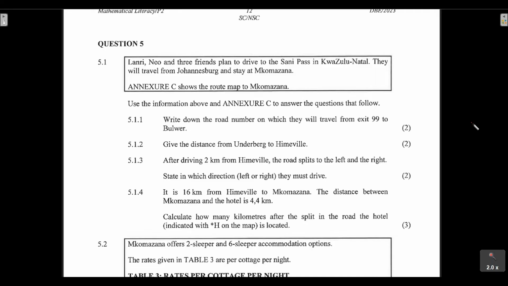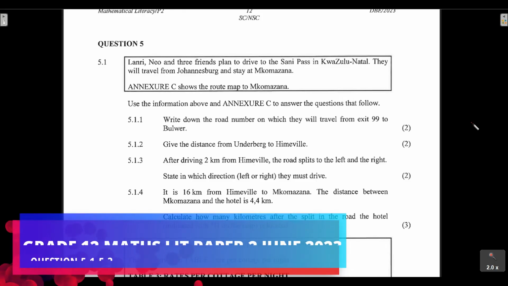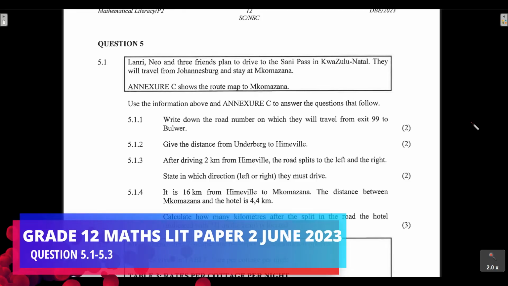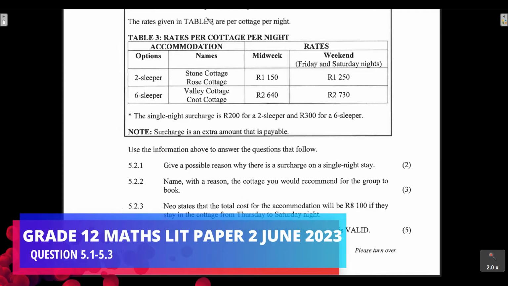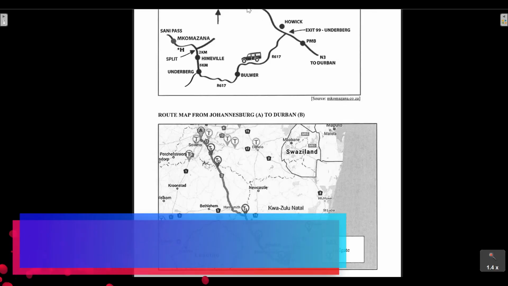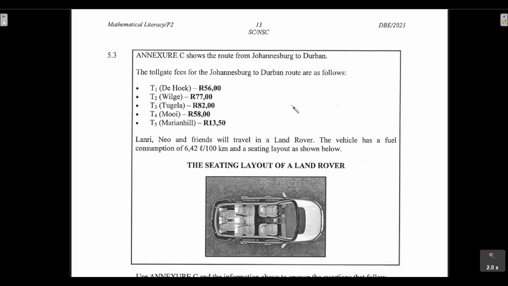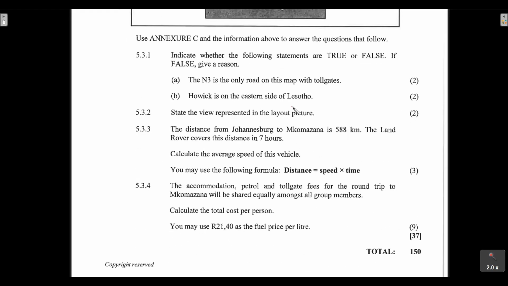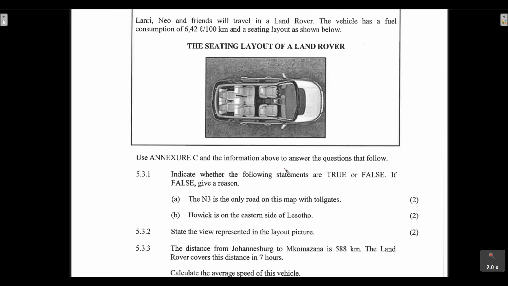So on today's video tutorial, guys, we are going to be having a look at the last question from the grade 12 Mathematical Literacy Paper 2 that was written in June 2023. In this video tutorial, we're going to be looking at question 5.1, question 5.2, and we're also going to be doing question 5.3, okay? These questions fall under the umbrella of maps and plans, and other representations of the physical world. In particular, we're analyzing maps and using these maps to help us answer questions.